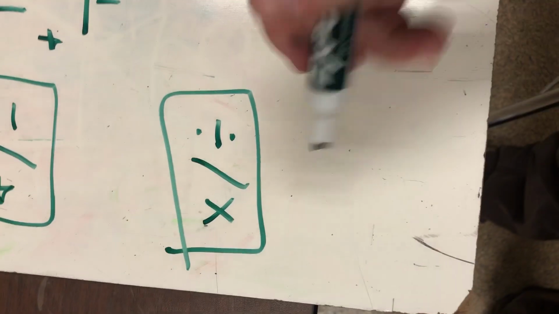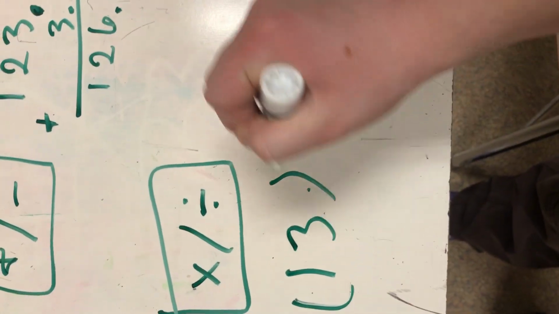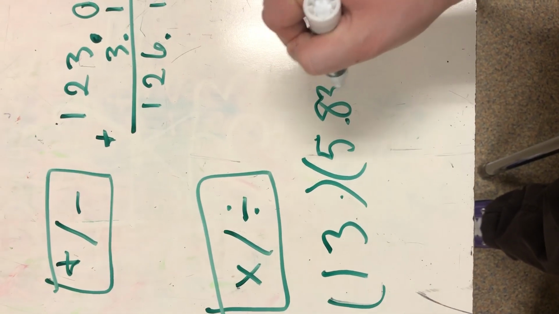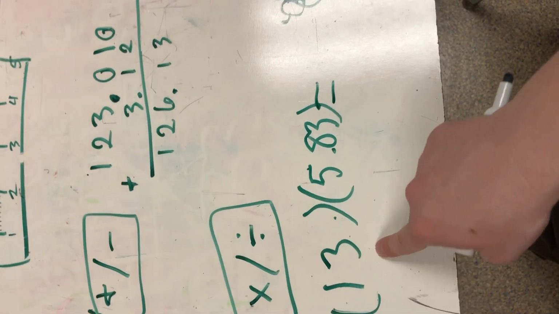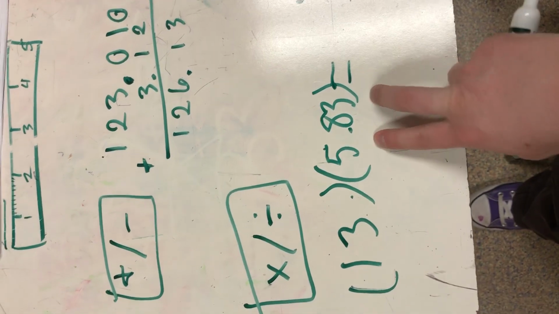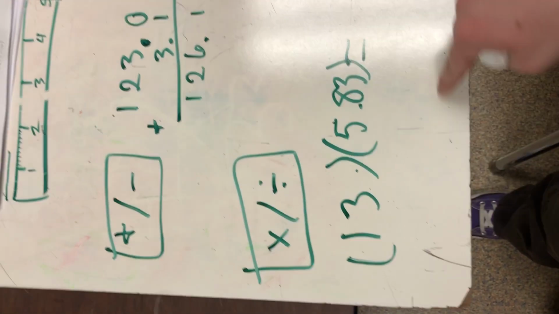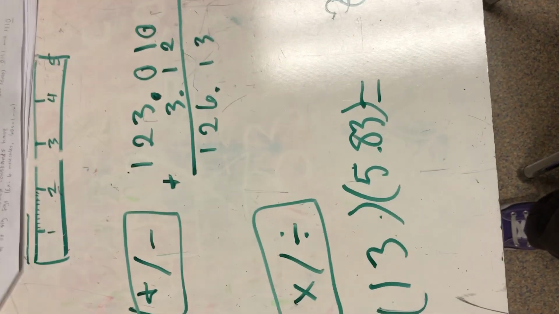Same thing with subtracting. For multiplying and dividing, you're actually just going to use sig figs, normal, not weird decimal places. So 13 times 5.83. Now 13 has 2 sig figs, 5.83 has 3 sig figs. You're going to use the smallest number of sig figs, and that means that your answer will have 2 sig figs. So those are the basic rules of significant figures, and I hope this helps.